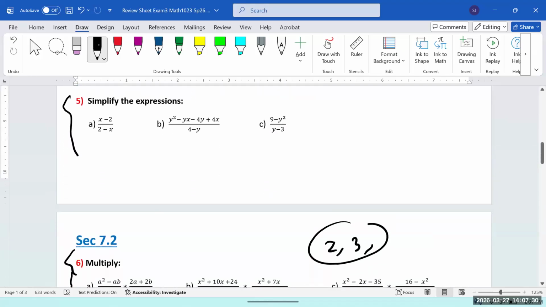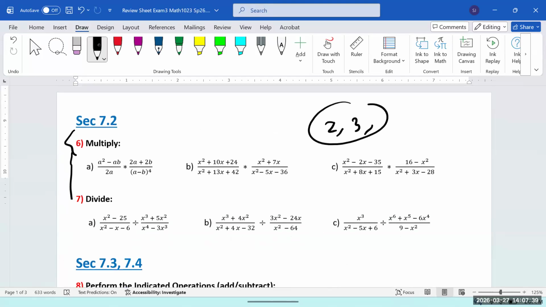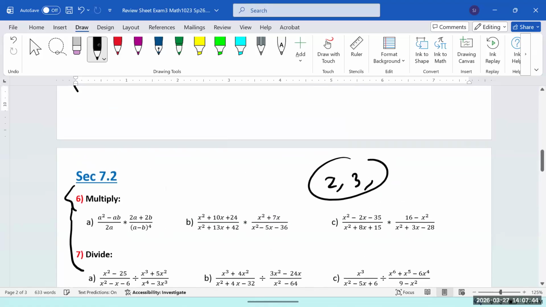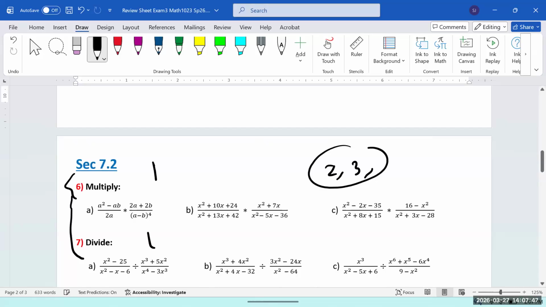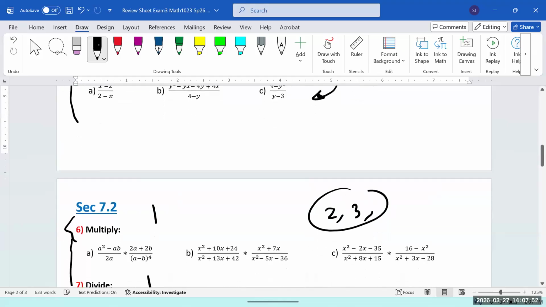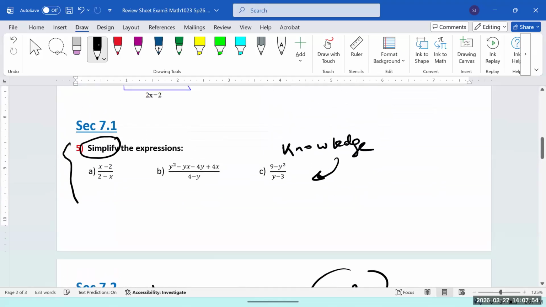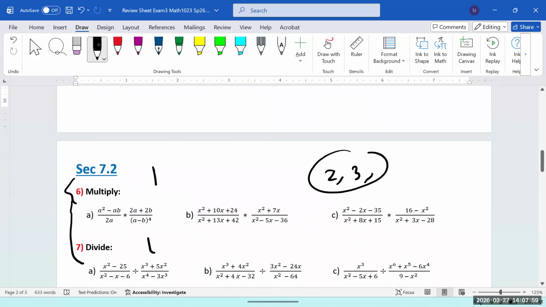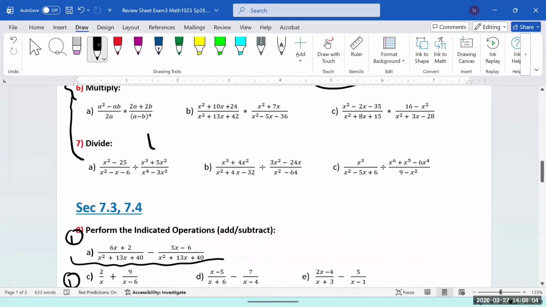Combining 5, 6, and 7. So 5 says simplify. You need the knowledge of 5 to do 6 and 7. Okay. So 1 from multiplication, 1 from division. But the 5 will be inside multiplication and division. So definitely 2. If I have space, then I'm going to give 3. But definitely 2. Multiplication, division.